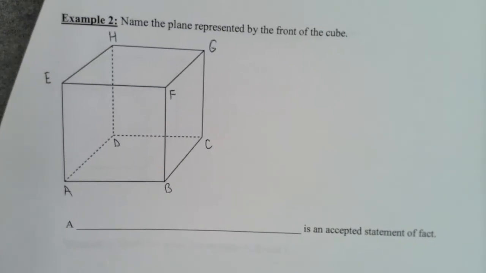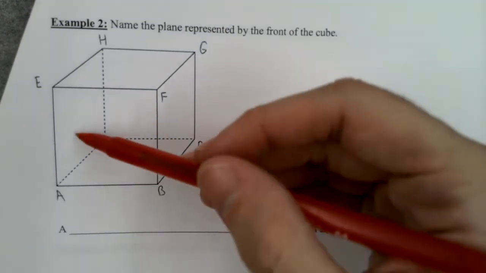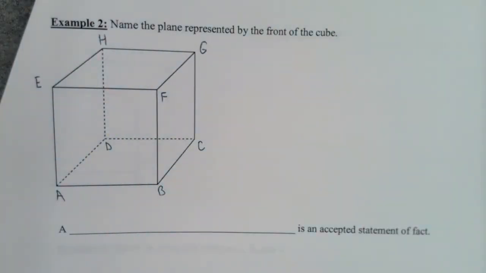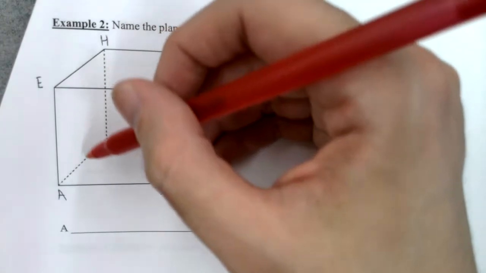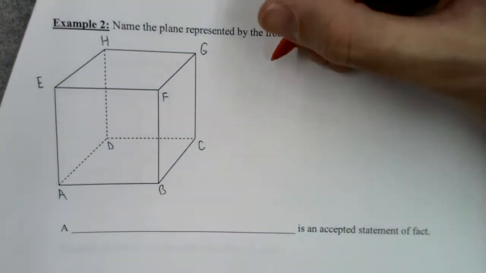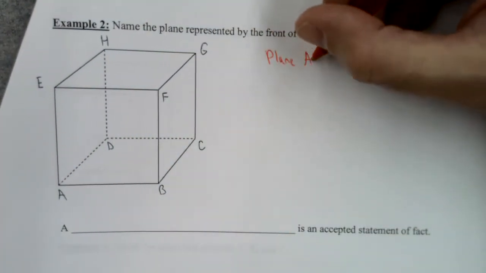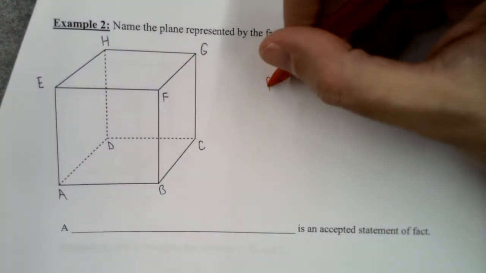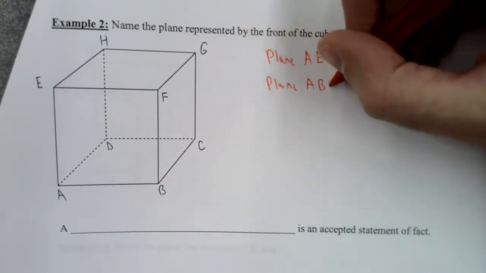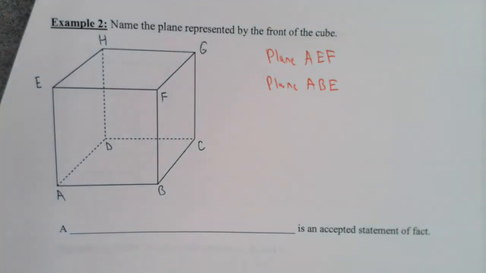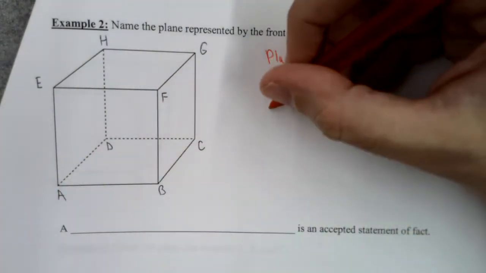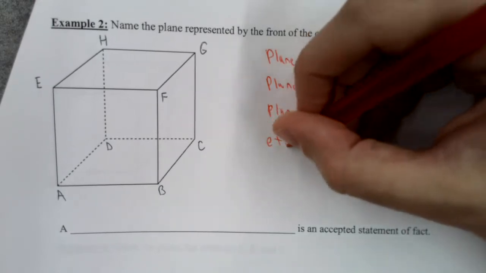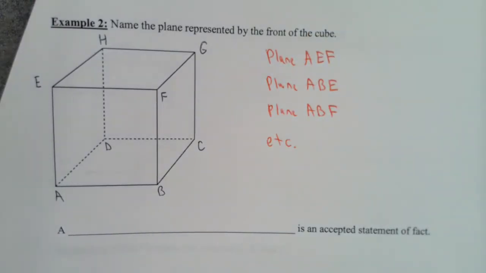Example 2. Name the plane represented by the front of the cube. So that's this plane right here. You're going to use at least 3 points, and they cannot be in the same line. So one way to name that plane is you could call it plane AEF. Or you could call it plane ABE, for example. Plane ABE. Another way is you could say plane ABF. And I'll put down etc. I'll stop there.